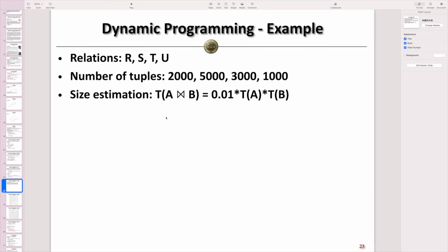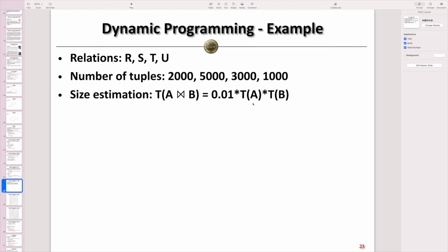Here we assume the join result size, T(A join B), will be equal to 0.01 times T(A) times T(B). I hope you still remember that T is a notation, right? It denotes the number of tuples inside the relations. So this A and B can be any relations from the set R, S, T, U. And the size of the result of the joins is defined by the equation. Next, we will show you how to do the joins and how to define the optimal join trees based on these numbers we know here.